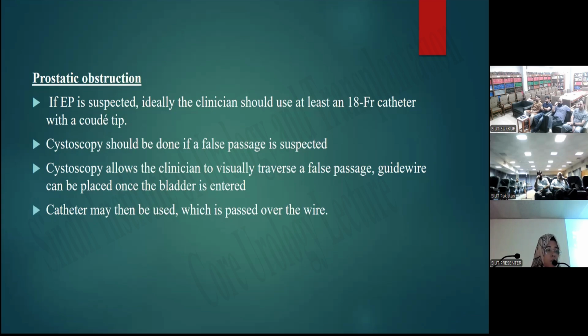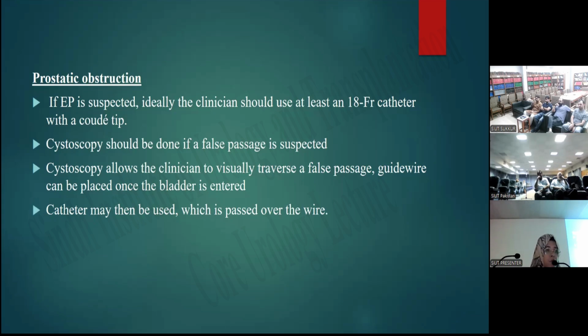The Coude tip is basically created for the passage of the catheter in patients with an enlarged prostate, because it favors the angle of the male urethra and it can negotiate the prostatic obstruction well.